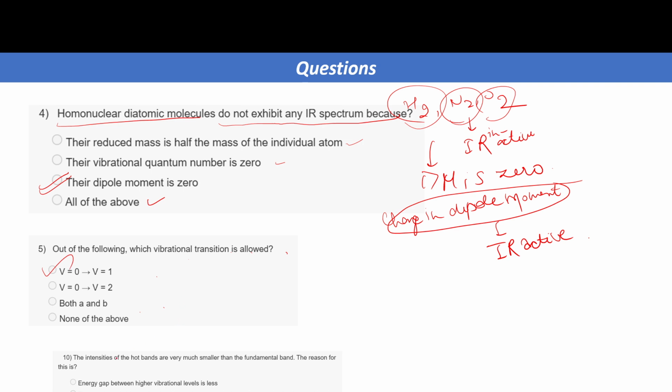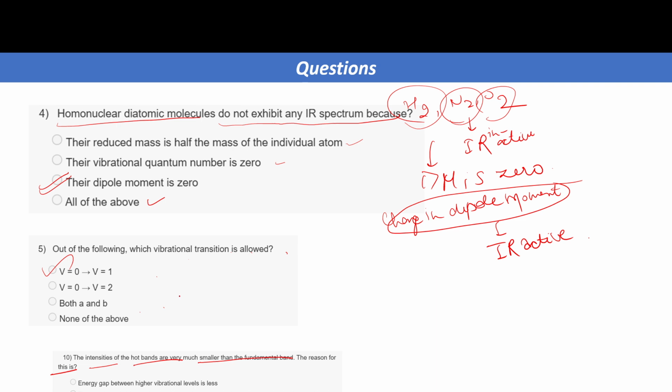Now, next question. The intensities of the hot bands are very much smaller than the fundamental band. What is the reason? Energy gap between higher vibration levels is less. The population in higher vibration level is comparatively smaller than the fundamental level, their overtones.